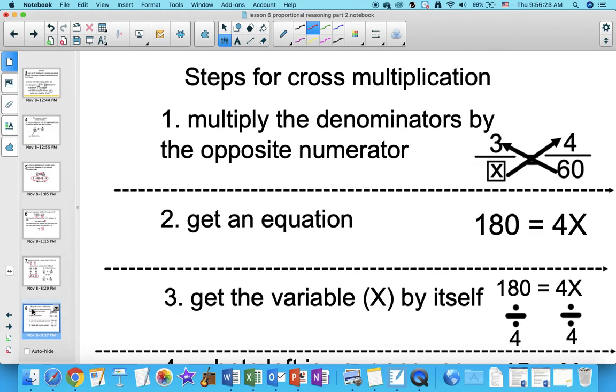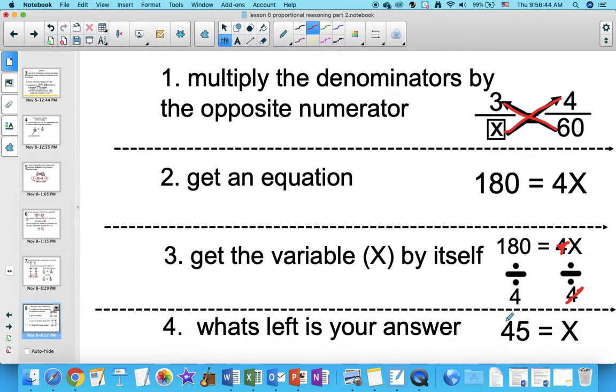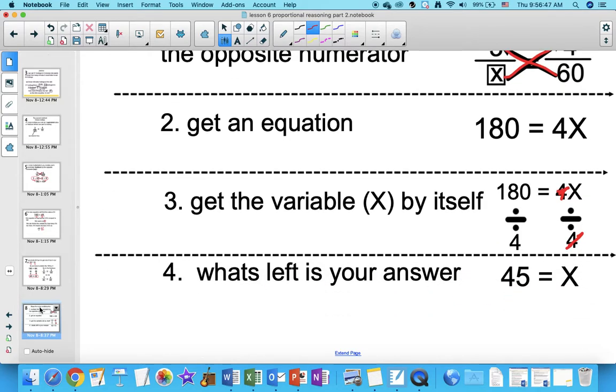The steps for cross multiplication. Multiply denominators by the opposite number, right? Across and across. Get an equation, 180, 4x. Get the variable of x by itself, right? You have 4x here. I want to get rid of this guy. I want to get rid of that 4. I divide it by 4, right? But whatever I do to this side, I do to the other side. What's left is your answer.